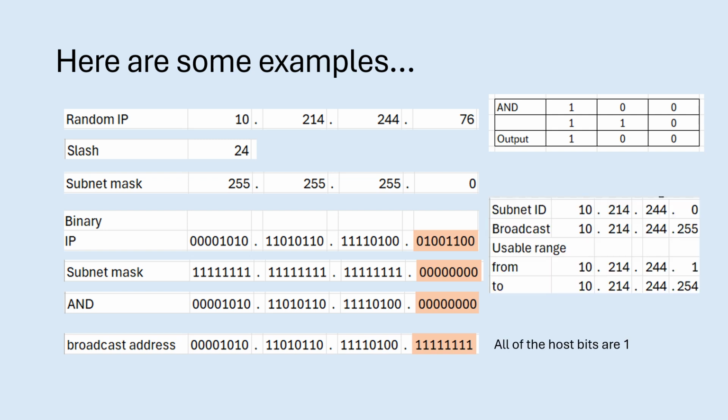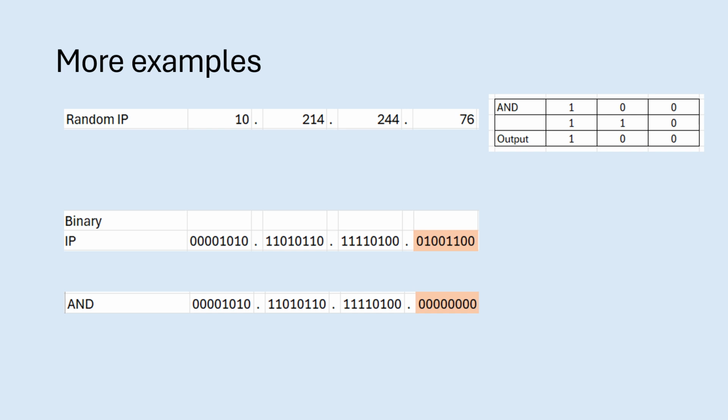So that gives us the result that the subnet ID is 10.214.244.0. The broadcast address is 10.214.244.255, and the usable range is one more than the subnet ID and one less than the broadcast address. So if your IP addresses are in that range, they're in the same network. Now, here's another example. This time, I'm going to change the subnet mask from /24 to /25.